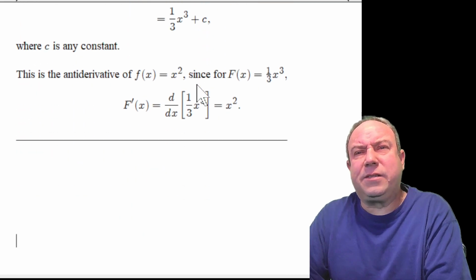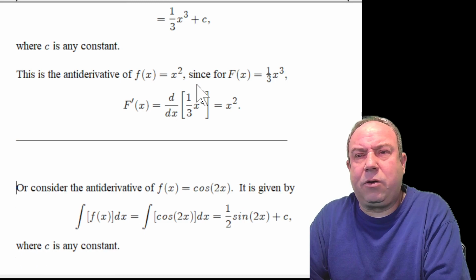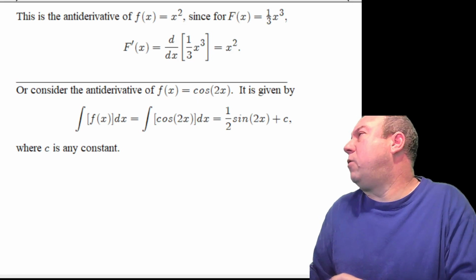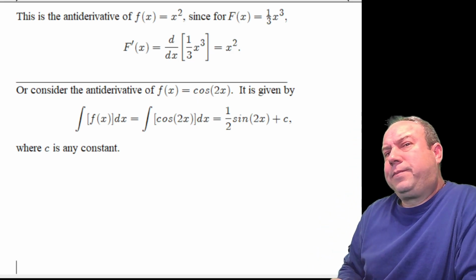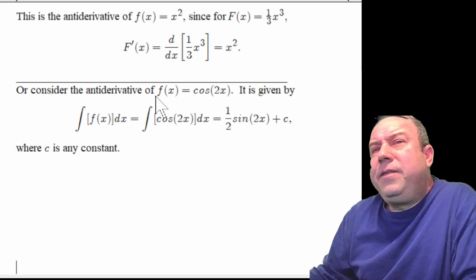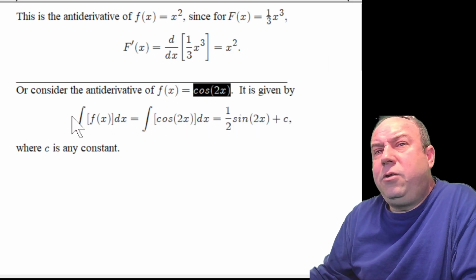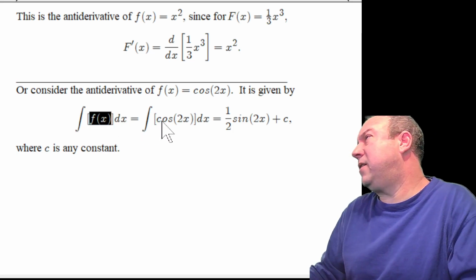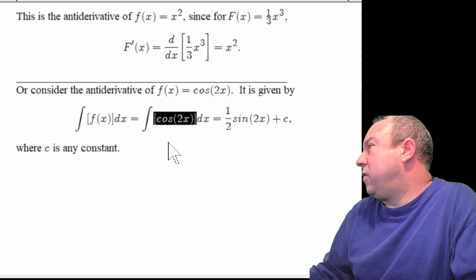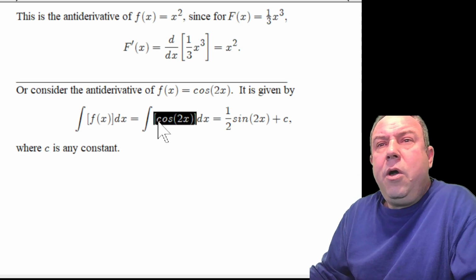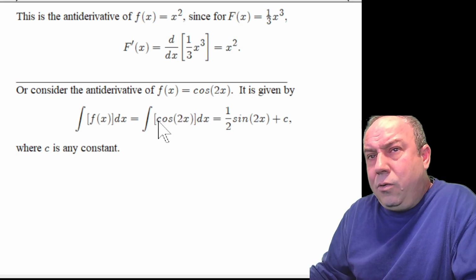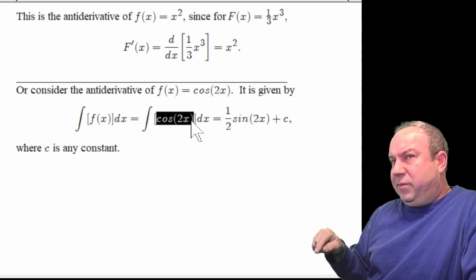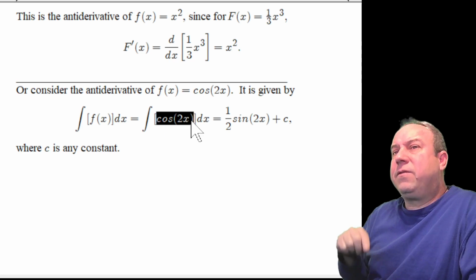All right, let's logically think through another example here. We could consider the case for the antiderivative of f of x equals the cosine of 2x. The antiderivative of the cosine of 2x would be given by applying the antiderivative operator to function f of x. In this case, f of x is the function cosine of 2x, where I know that the cosine of 2x develops from having the derivative of the sine of 2x.